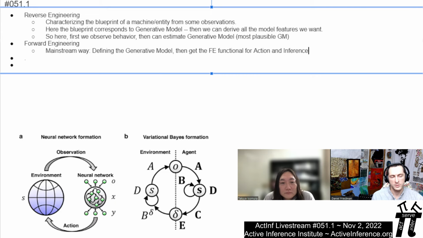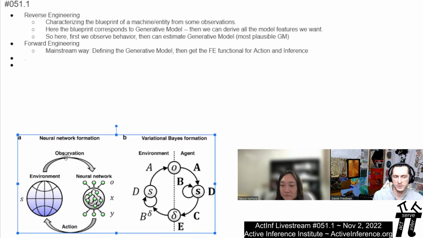So by reverse engineering neural networks, we're observing some already parameterized neural network and then fitting a POMDP to it. To what extent is it possible to take a given POMDP and create a neural network that performs that inference?